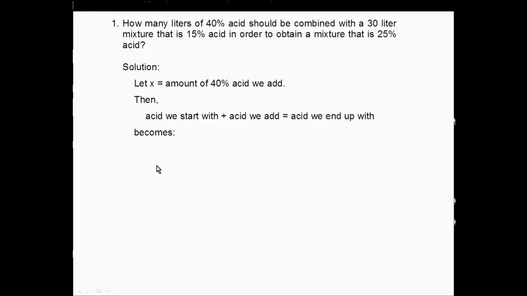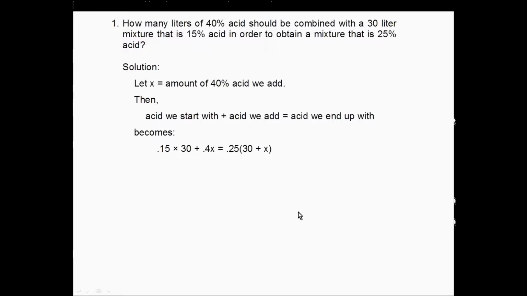30 plus X. The volume on the right-hand side is always the sum of the two volumes on the left. We had 30 liters and X liters, so 30 plus X. Notice we just have very bad decimals. I probably should not have used that times symbol. It looks like the X. So that's 0.15 times 30 plus 0.4 times X is equal to 0.25 times (30 plus X).